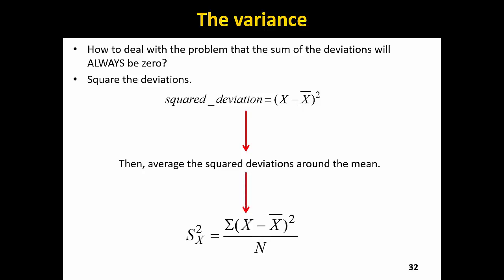And then we average the squared deviations around the mean. So what we do here is we take each squared deviation term for each participant, and once again we have our sigma symbol here, so we're going to add up all of those terms and divide by the sample size, and in our example it is 5, and this is something called the variance.